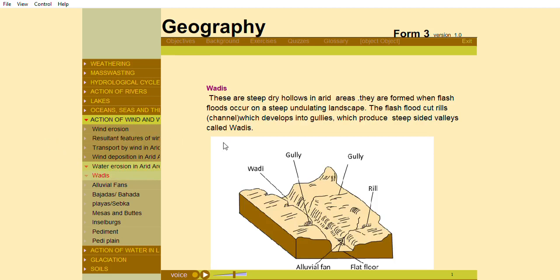Wadis. These are steep, dry hollows in arid areas. They are formed when flash floods occur on a steep, undulating landscape. The flash flood cuts rills or channels which develop into gullies, which produce steep-sided valleys called wadis.